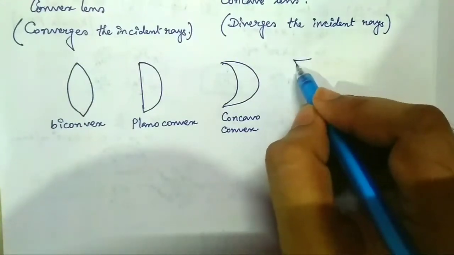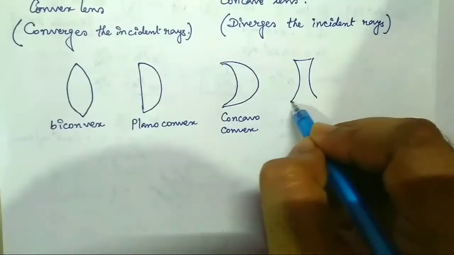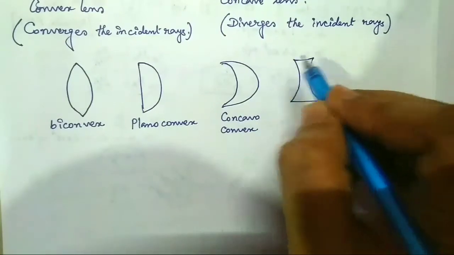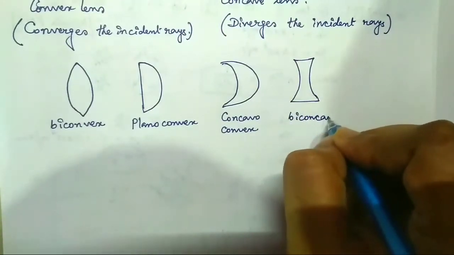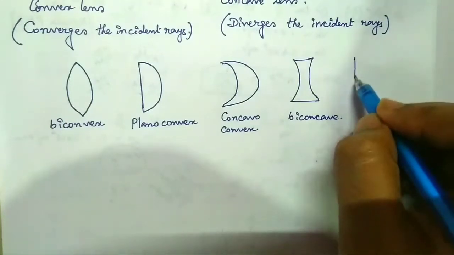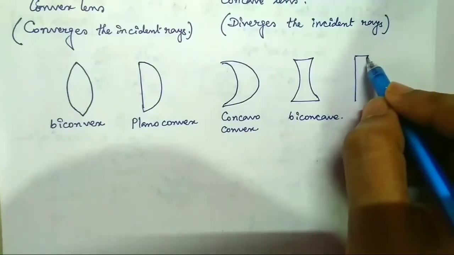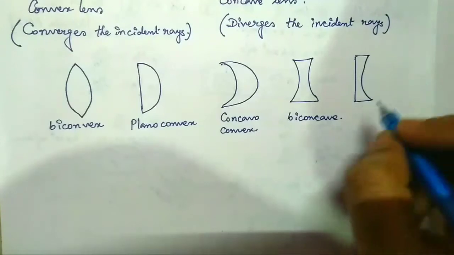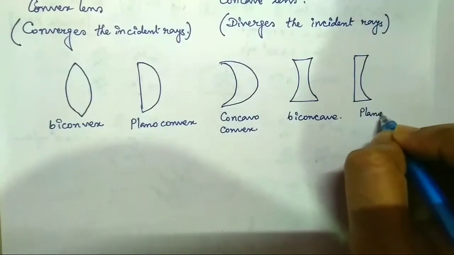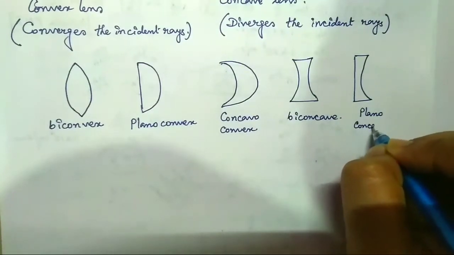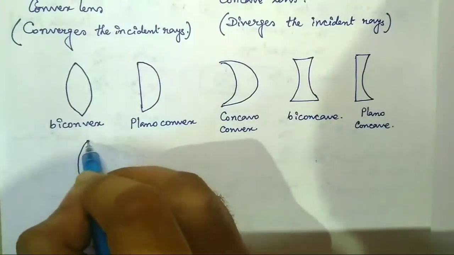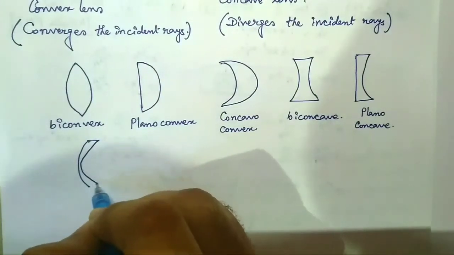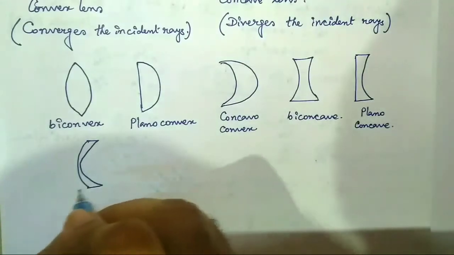Now this is the figure of a biconcave lens. If one of the refracting surfaces is plane, then it is a plano-concave lens. And lastly, this is convexo-concave.